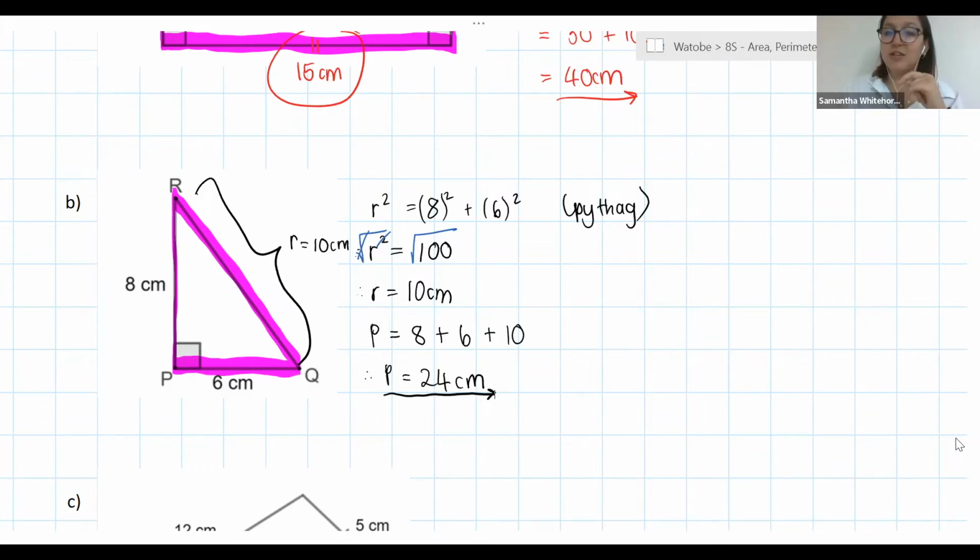As Yolanda has said on the chat, please don't forget your units. This triangle has been measured in centimeters, and so your final answer needs to have centimeters as its unit. Otherwise, it's meaningless. 24 what? Carrots, bananas, pumpkins? It's 24 centimeters. Alrighty, so hopefully we're feeling fine with that. Do take a screenshot if you need.